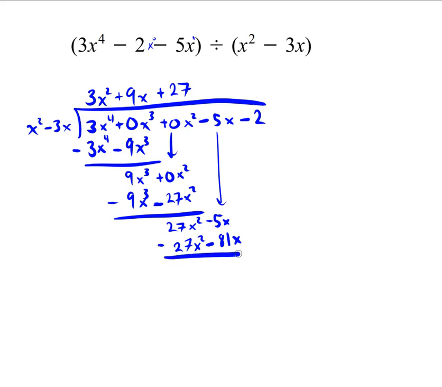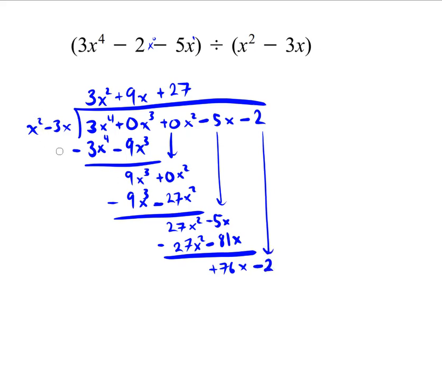I go ahead and subtract that, right? And I get negative 5x minus a negative 81x is going to give me, once again, I'm adding that then. So I really get a positive 81 minus 5. It would be positive 76. Is that right? So 76x. And then I'm going to bring down my negative 2, right? So minus 2, I bring down the negative 2.